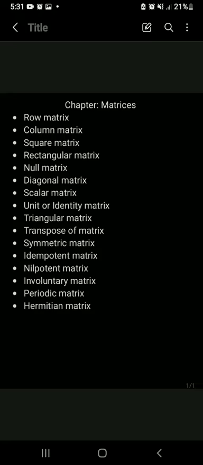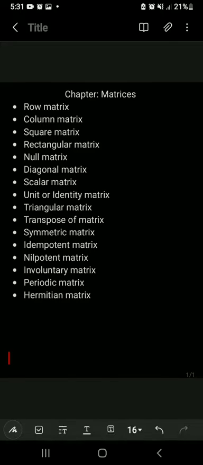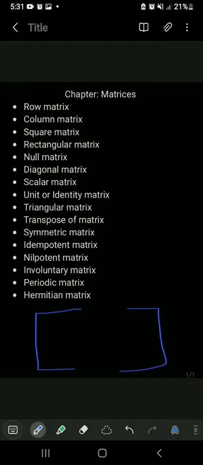Today we discuss matrices. The term matrix was introduced by J.J. Sylvester, who lived from 1814 to 1897. He was a British mathematician. After that, Arthur Cayley came and developed the theory of matrices and used it in the algebra of matrices. A matrix is enclosed in square brackets.